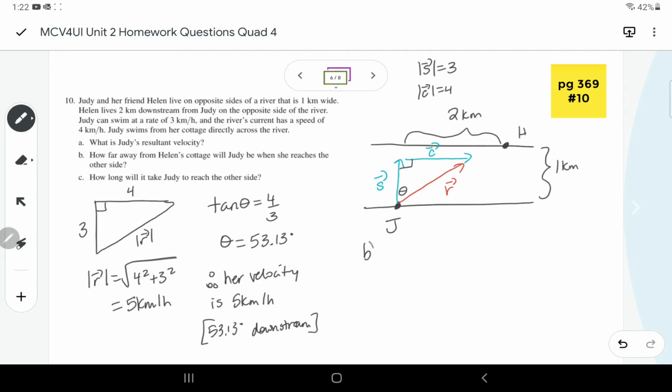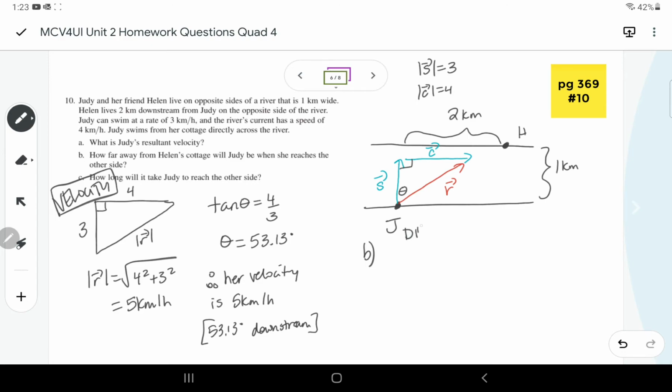So part B says, how far will she be from Helen's cottage when she reaches the other side? So if she travels along this resultant path, will she land at the other side before Helen's cottage, after Helen's cottage, or right at the cottage? We don't know. We have to figure this out. Now looking at the distances. So this is velocity. Make sure you keep your units the same.